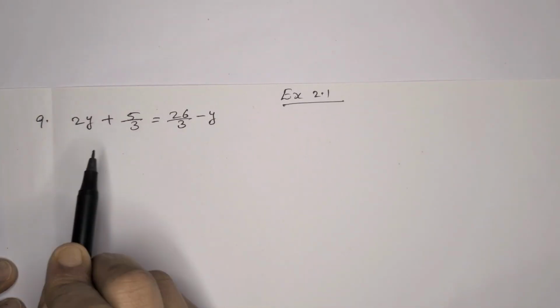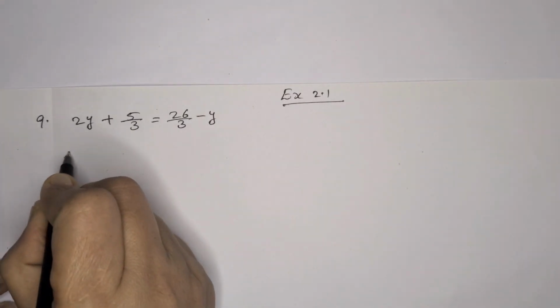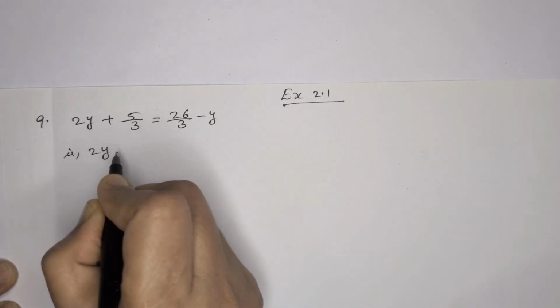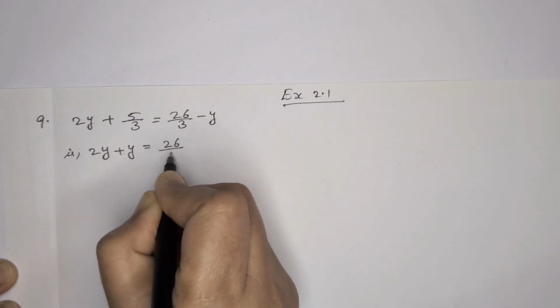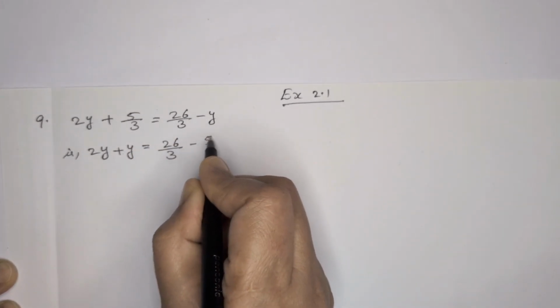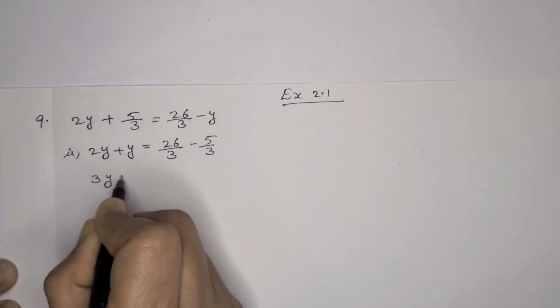2y + 5/3 = 26/3 - y. That is 2y minus y. When you are moving to the left, it will become plus y, equal to 26/3 already on the right side. Now minus 5/3. 2y plus y, it will become 3y.